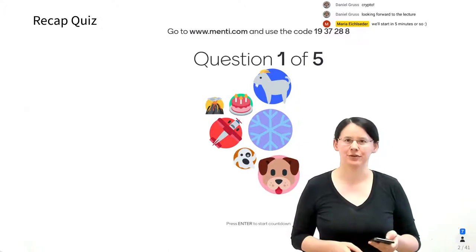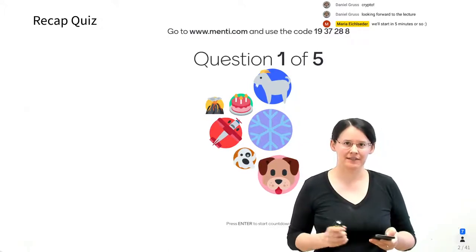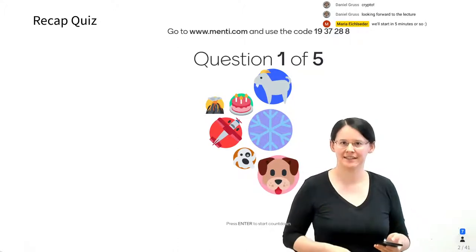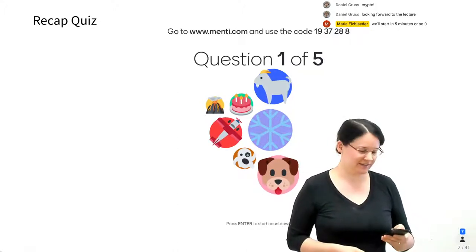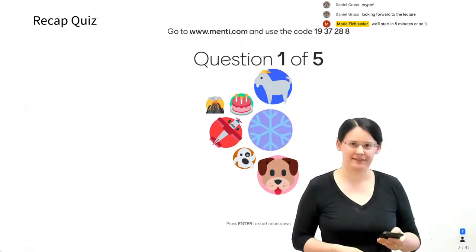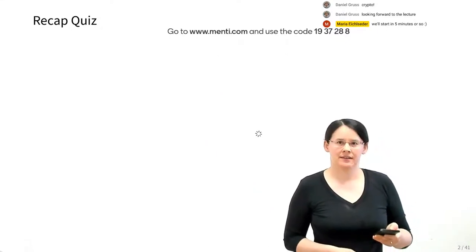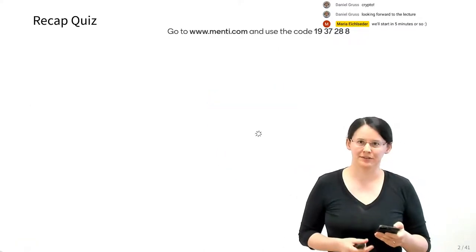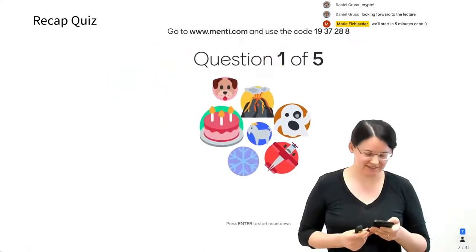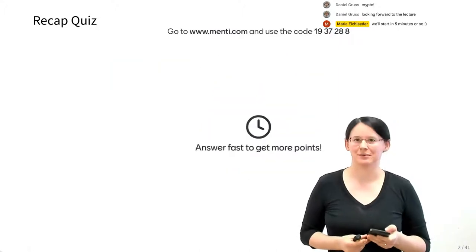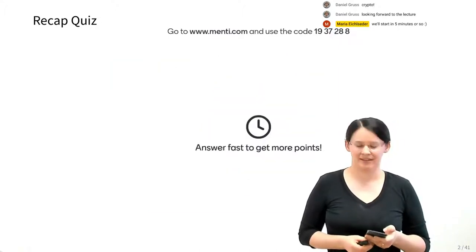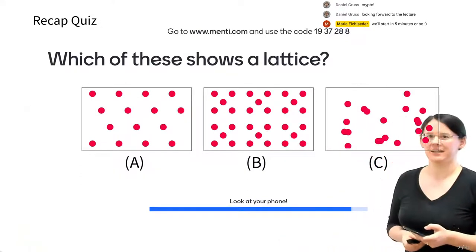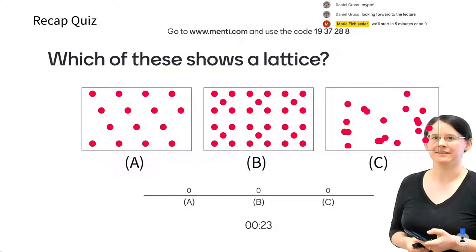Let's have a look at the first question. This is a question that involves a picture which you should see both on the slides and on your phone, and as usual, mind the video latency. Oh, I didn't want to jump to the next question. Looks like this thing is a little confused. Okay, maybe it works now. So, which of these three pictures actually shows a lattice? A, B, or C?